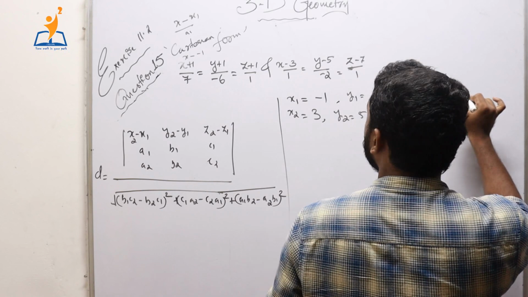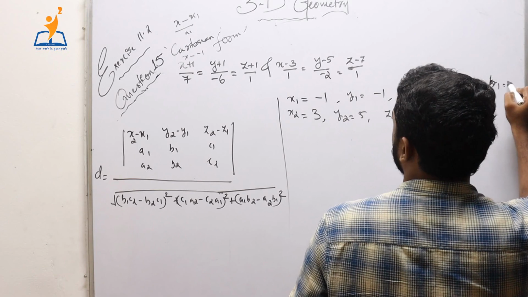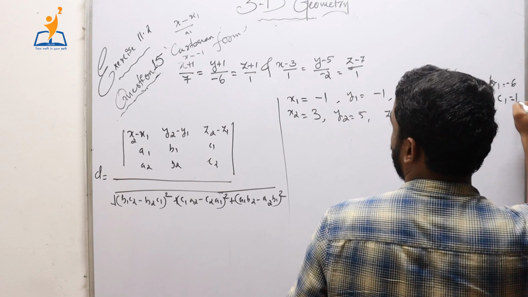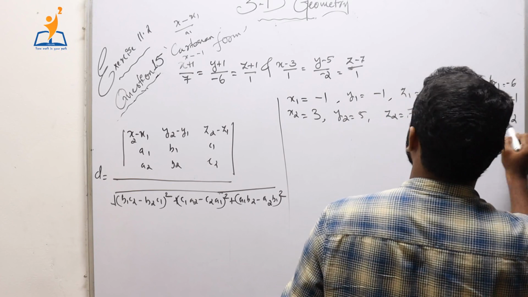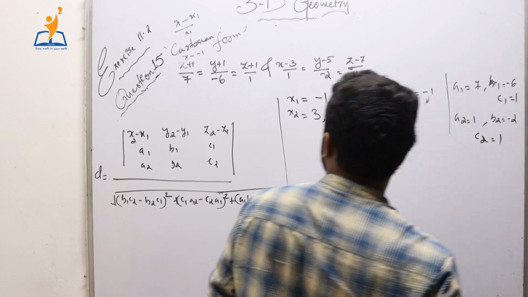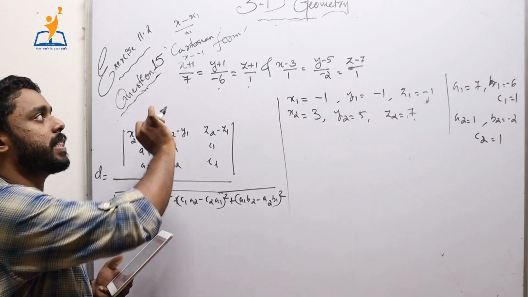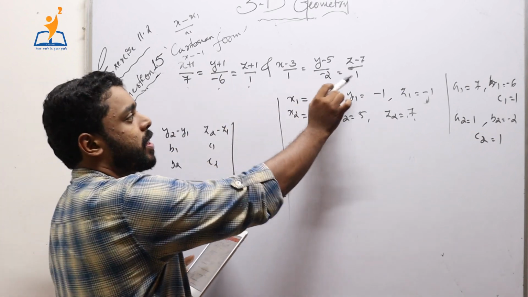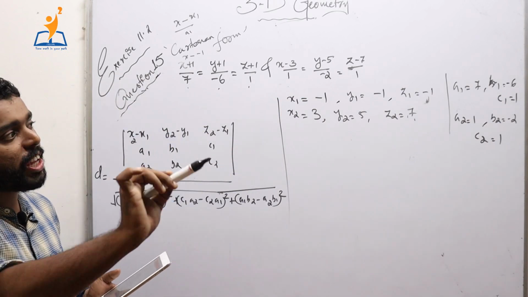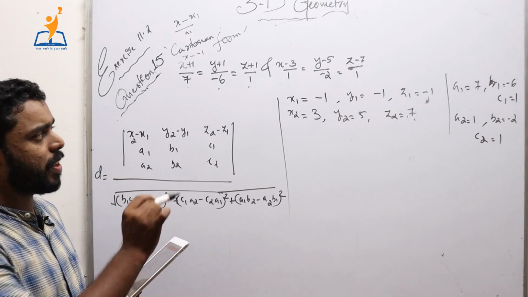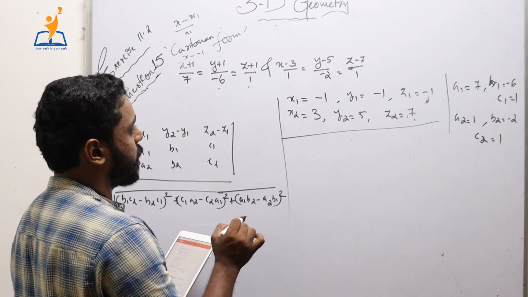Again, a1 is equal to 7, b1 is equal to minus 6 and c1 is equal to 1. a2 is equal to 1, b2 is equal to minus 2, c2 is equal to 1. Now we know that a1, b1, c1 are the direction ratios of the vector parallel to the first line. Similarly, 1, minus 2, 1 are the direction ratios of the vector parallel to the second line. So we got all the required things, and we can just substitute those values in the formula to find the shortest distance.